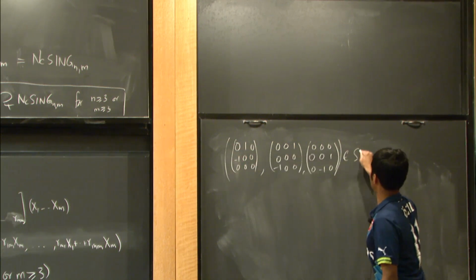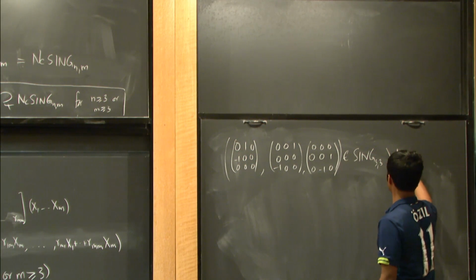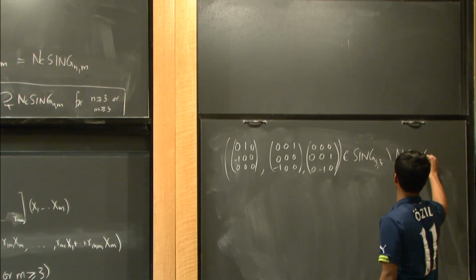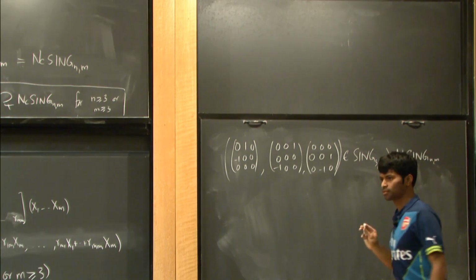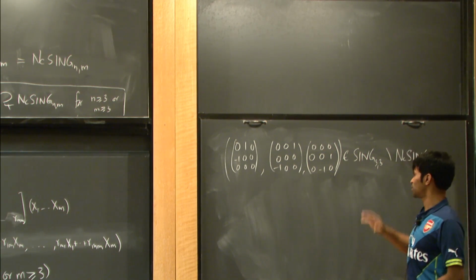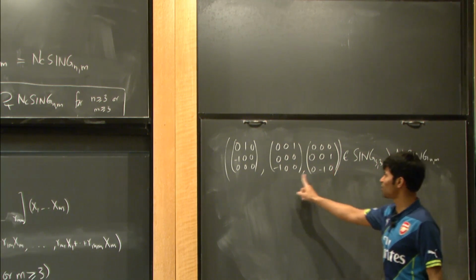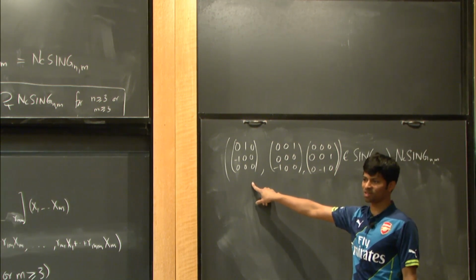This is inside singular tuples for 3, 3, but it's not inside non-commutative singular tuples. For one thing, it's easy to see that this is inside singular tuples. Any linear combination of these three is a skew-symmetric 3 by 3 matrix.